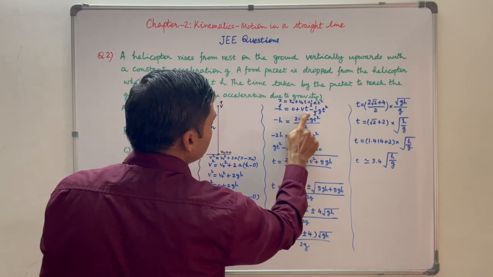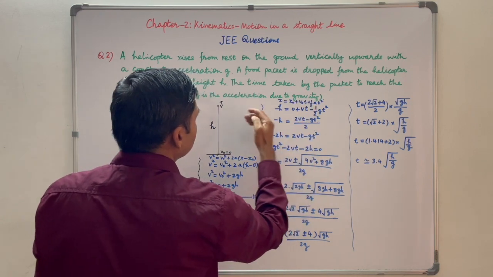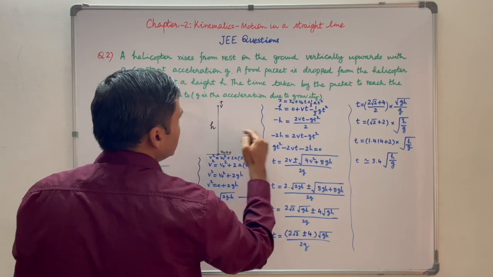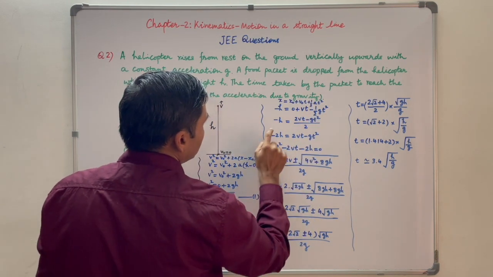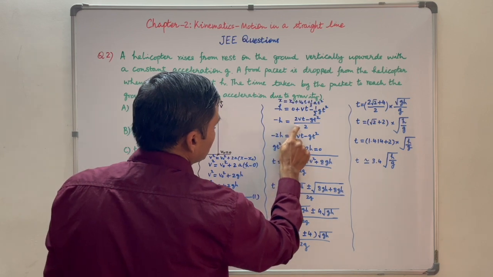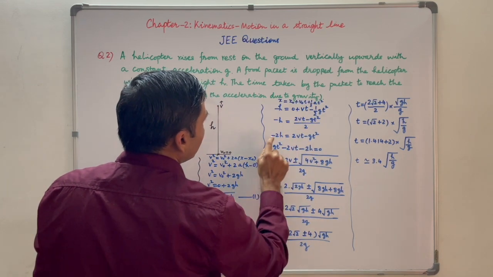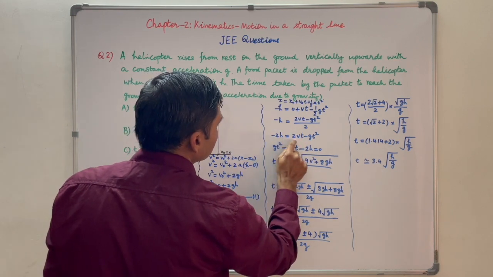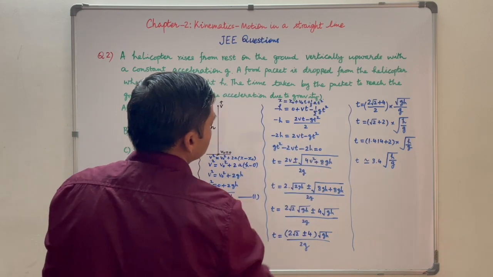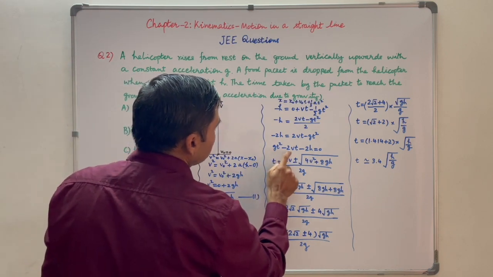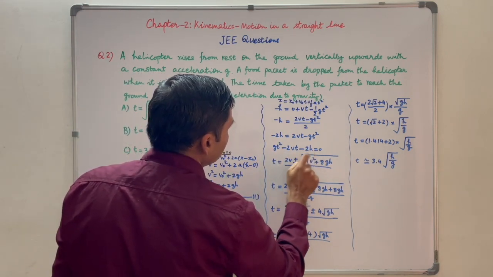So it will be taken as positive. So v into t plus half into a. Acceleration will be now minus g. So minus half gt square. So minus h is equal to vt minus gt square upon 2, or minus 2h is equal to 2vt minus gt square. So gt square minus 2vt minus 2h is equal to 0.